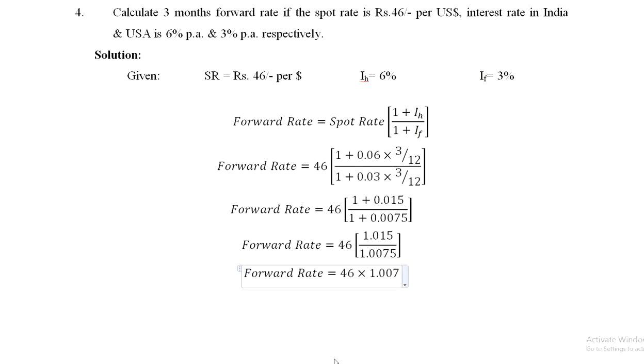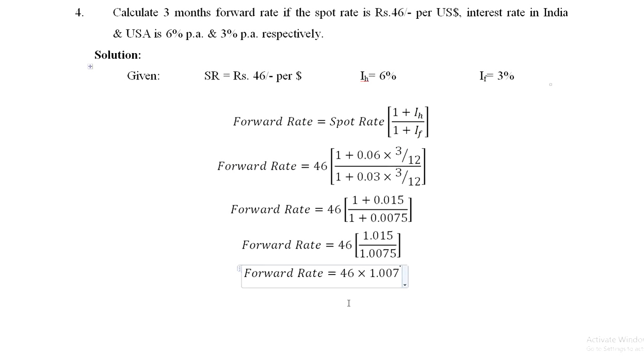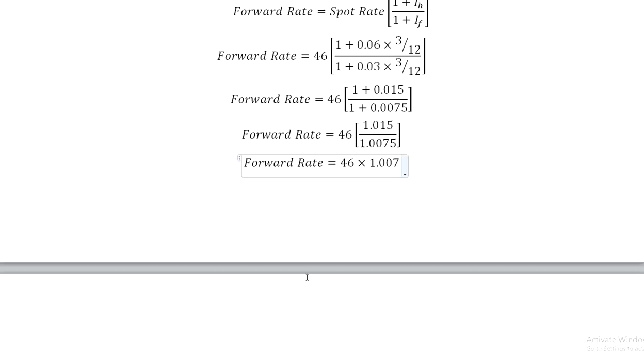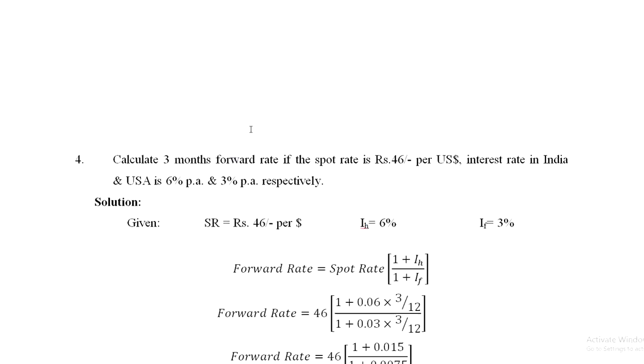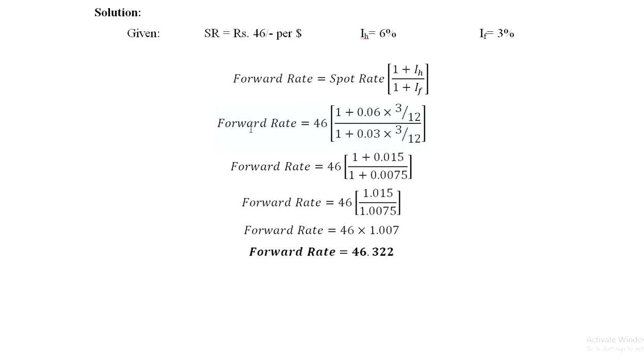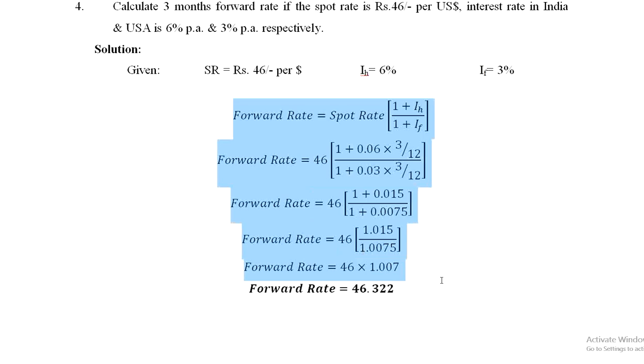Now what you have to do, you have to multiply it. This is very simple. 46 into 1.007, the answer is going to be 46.322. This is the answer. Please copy this.